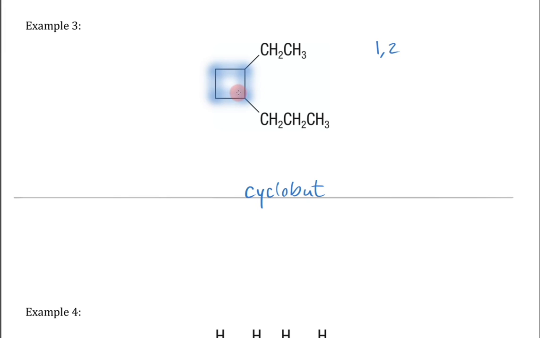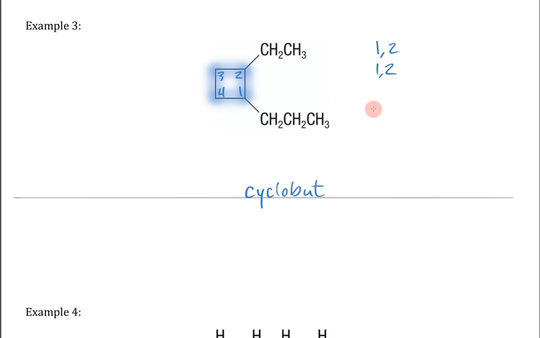I can also number them counterclockwise instead. So if I start out on this carbon, we would have 1, 2, 3, and 4. And this would also give our side groups the numbers 1 and 2. Right? Because this side group would be bonded to carbon 1, and then this side group would be bonded to carbon 2.